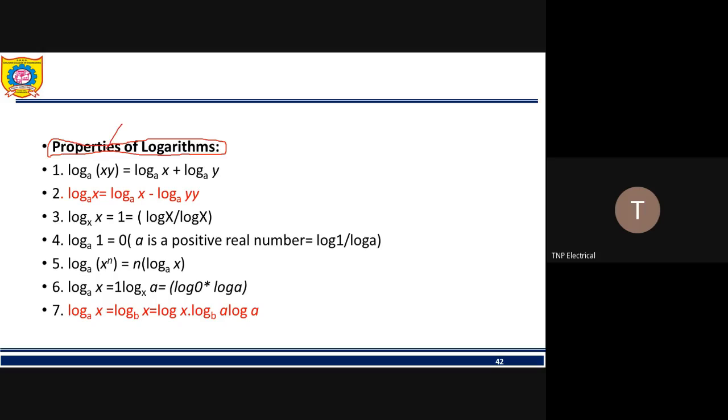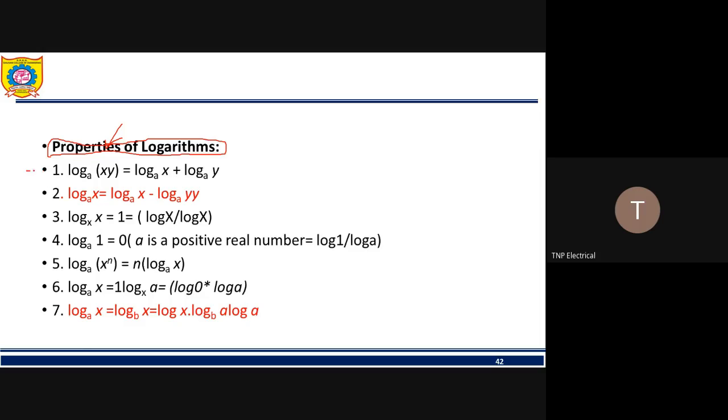these properties, then 50% of the work has been done. Hope you are getting my point. 50% of the work has been done. If not, then there will be trouble. So you must understand these properties thoroughly. Okay. So let's discuss this.